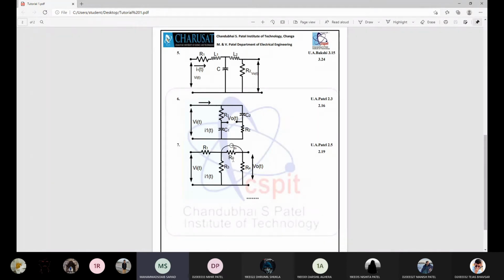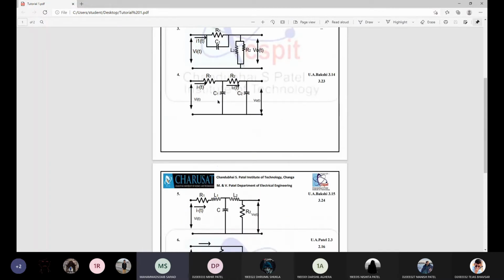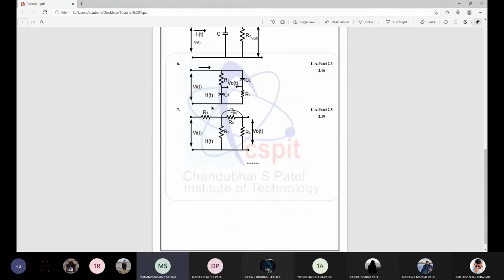In this seventh example, R2 and beta I1 are nothing but a current source with a resistor in parallel. If there is a resistor in parallel, we can convert this combination into a voltage source. The voltage of the source is beta I1 into R2, one voltage source in series with your R2. So this seventh example will look more or less like your fourth example after converting this.